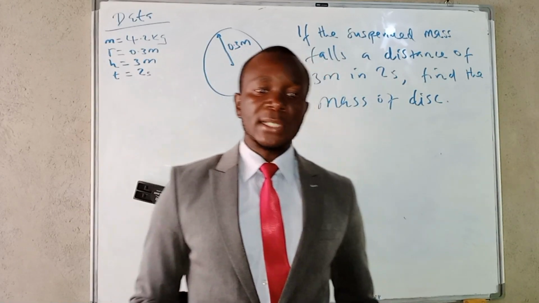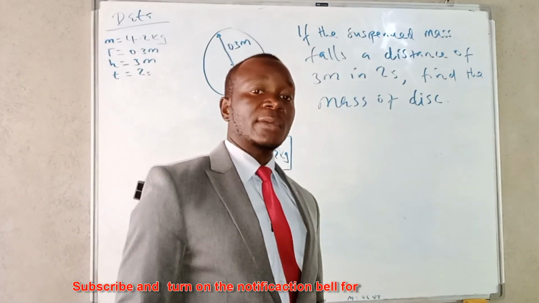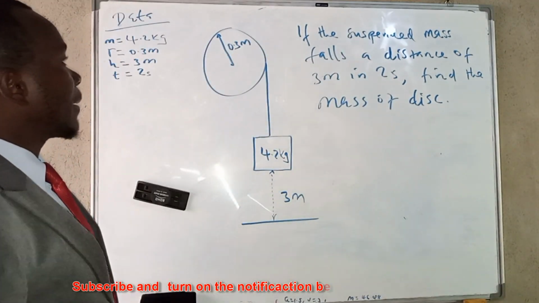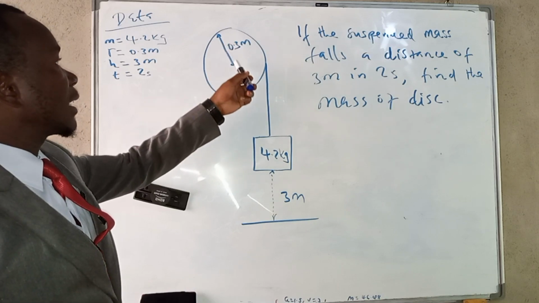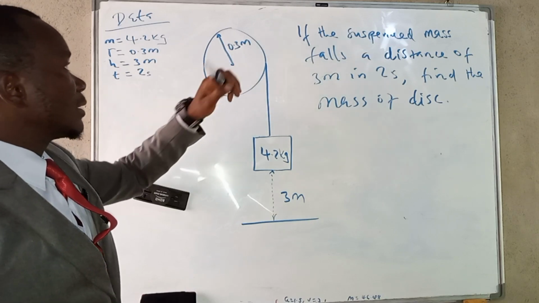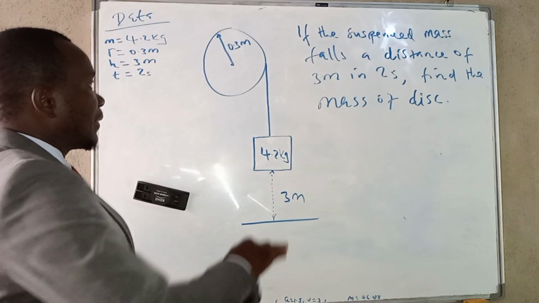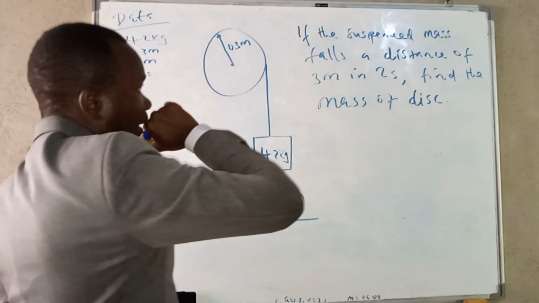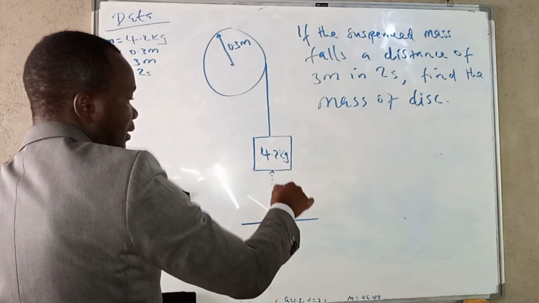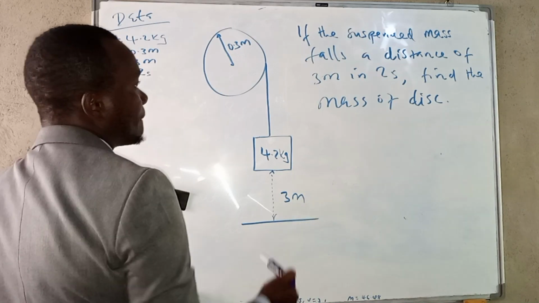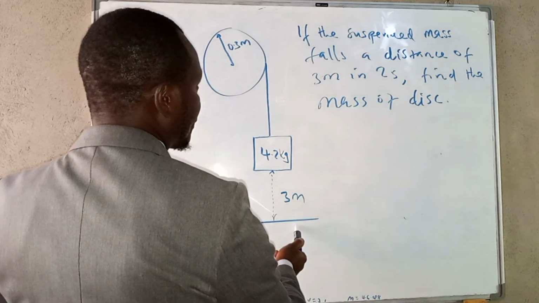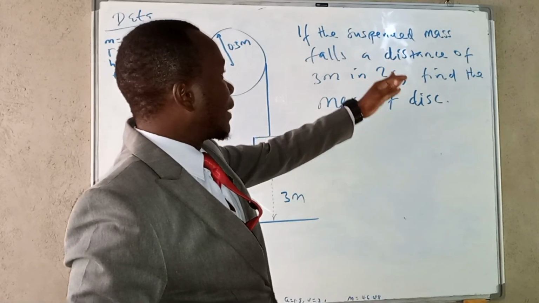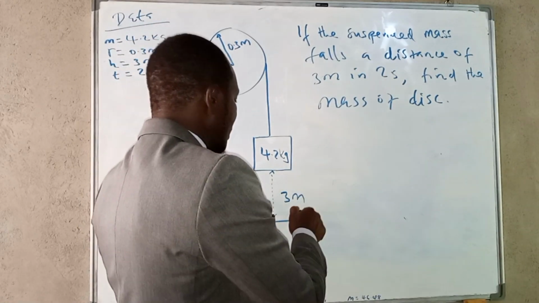Welcome. In this video, we're going to look at yet another good example, another question under rotational motion. We have been given this diagram which has this disk with a radius of 0.3 meters, and a mass suspended from this disk. We are told it falls a distance of 3 meters, and the question demands us to find the mass of the disk.